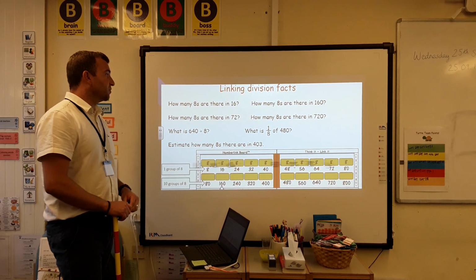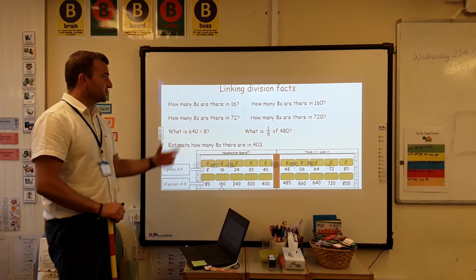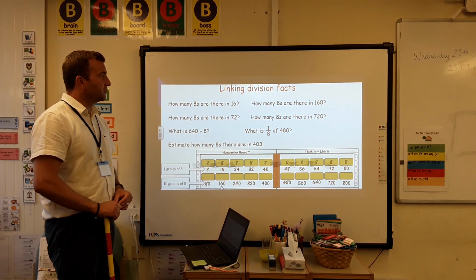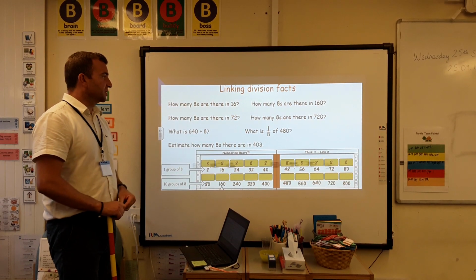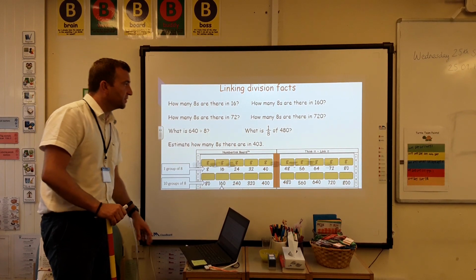It can also be powerful when helping to solve fractions and grouping. So if we would find 1/8 of 480, we'd do 480 divided by 8, but this number link board can help us to work that out as well.